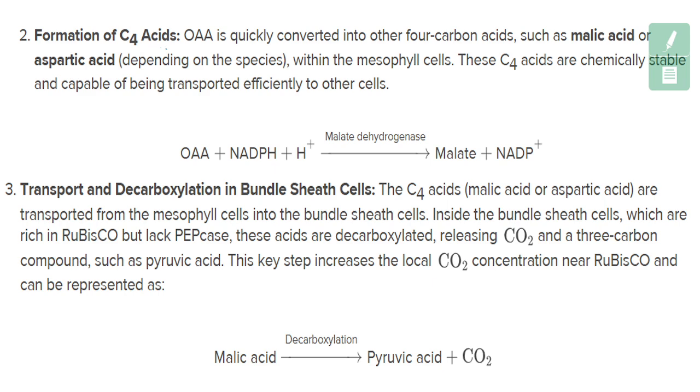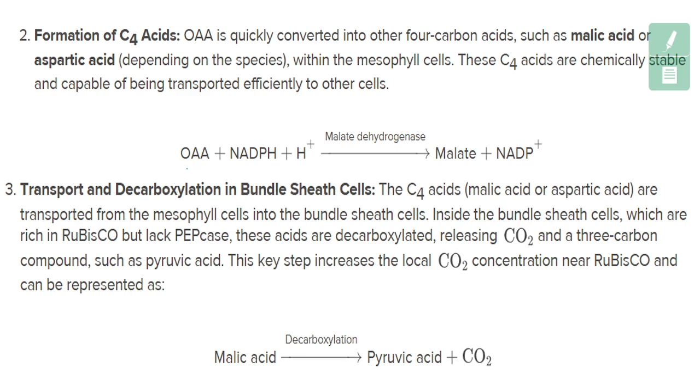Formation of C4 acid. Oxaloacetic acid is quickly converted into other 4 carbon containing acids such as malic acid or aspartic acid, depending on the species. Within the mesophyll cells, these C4 acids are chemically stable and capable of being transported efficiently to other cells.